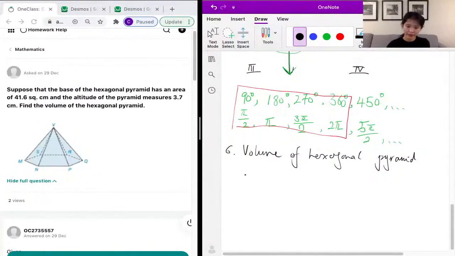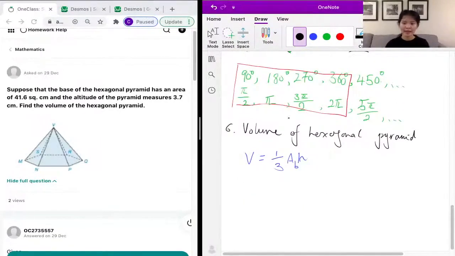So in order to find the volume of a hexagonal pyramid, our formula is just 1/3 of the area of the base, times the height. So let me put this formula in another color so you can see it easily. Cool. And this is the formula for the volume of a hexagonal pyramid, or just a pyramid in general.